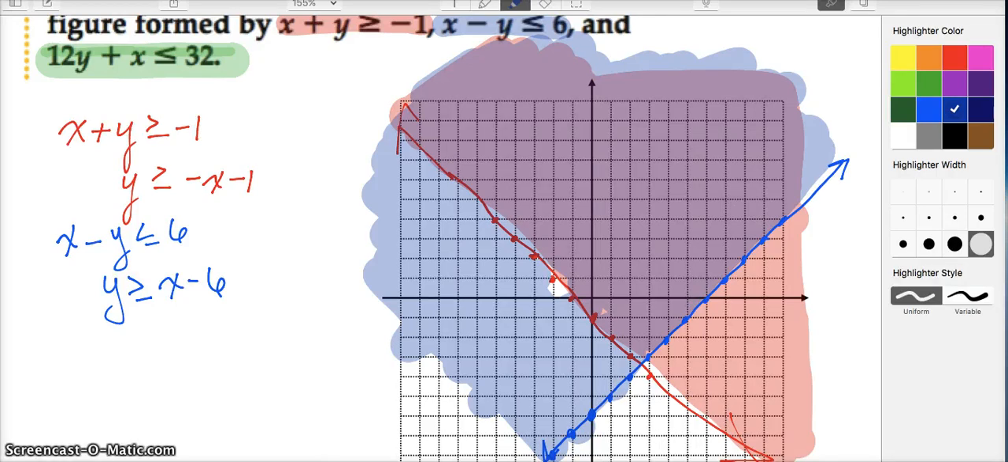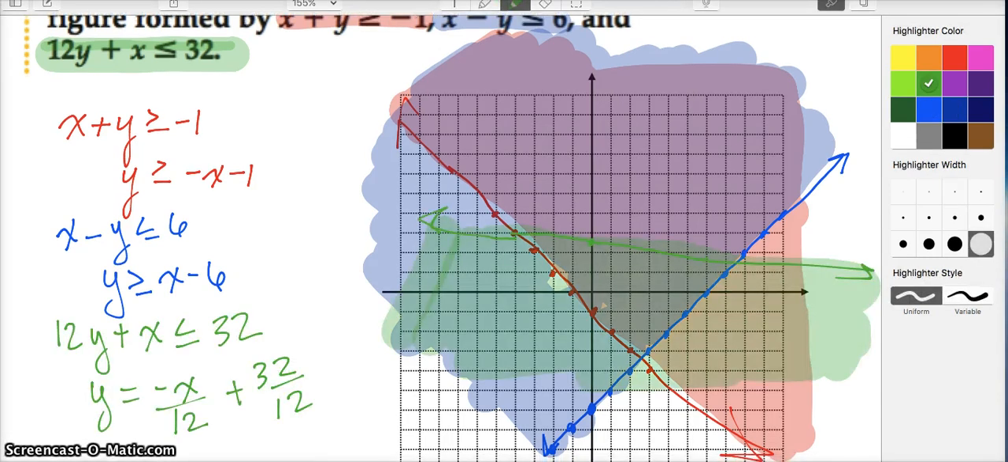Now finally, we've got to do this green equation, and I'll take this equation and solve for y. After solving for y and graphing it, I get this triangle here.